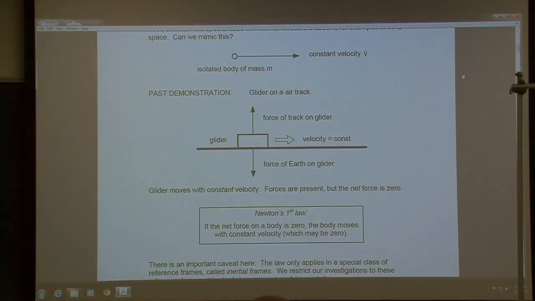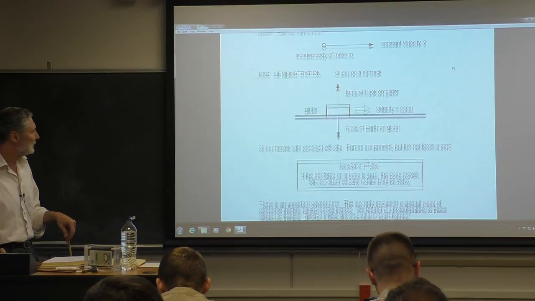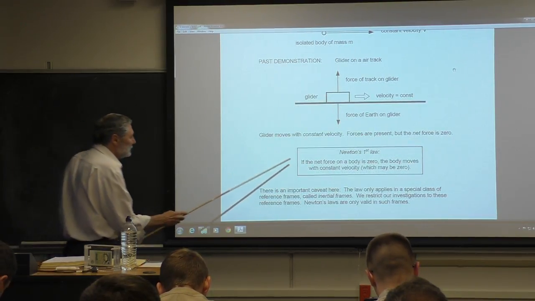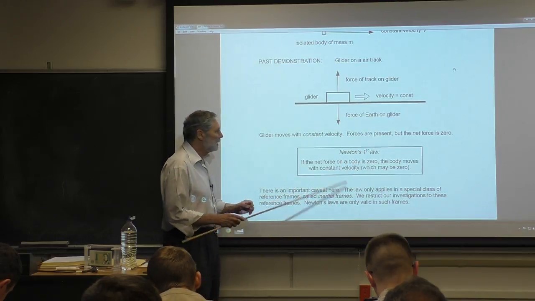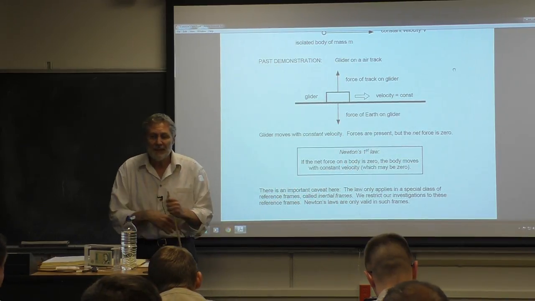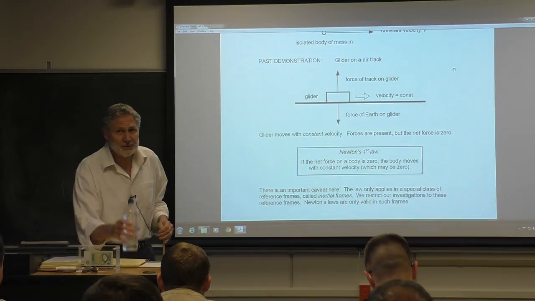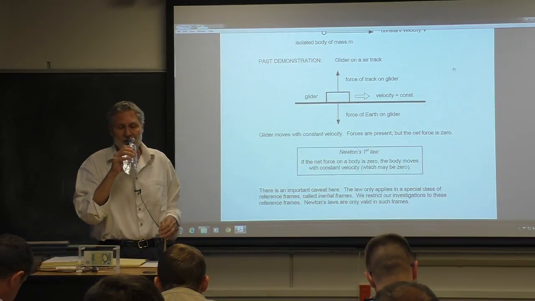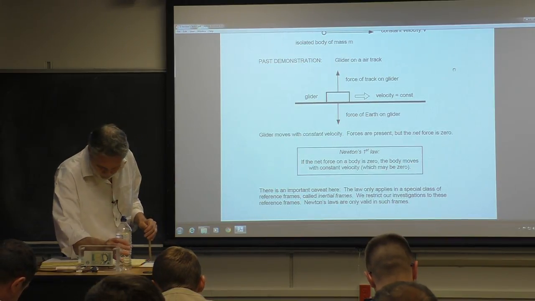Okay, so here's a statement of Newton's first law. If the net force on a body is 0, the body moves with constant velocity. And that constant velocity could, of course, be 0, right? 0 is a constant. All right.